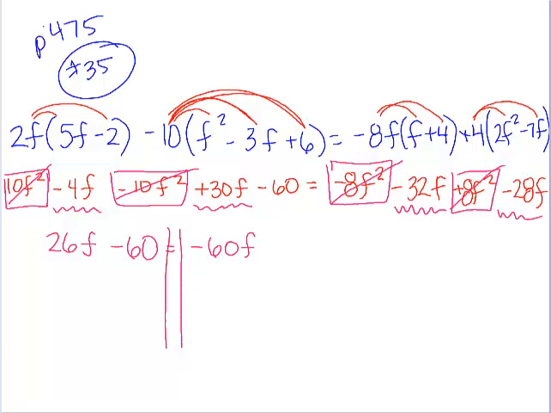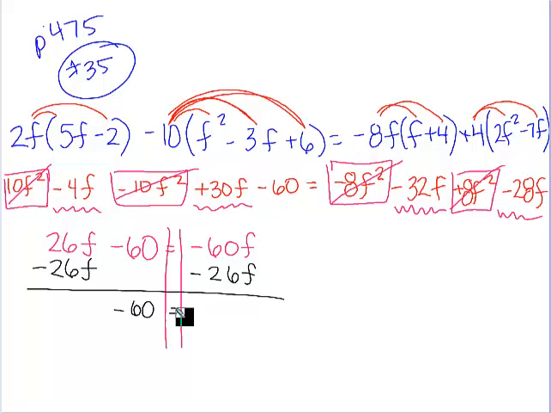If you guys like the lines, draw the lines in there. I'm going to try my best to remember putting those lines up there every time. I might forget a few times, though. Okay, so now what do we have left when we subtract the 26f over? We have a negative 60 equals, what'd you say? Good, negative 86f.